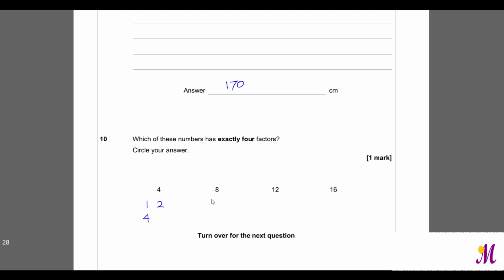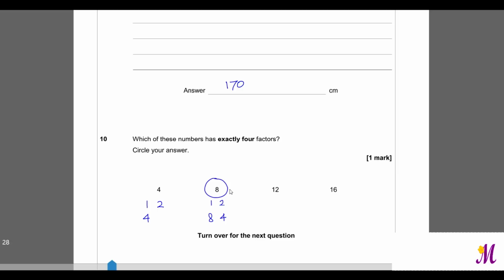Now what about 8? We have 1 and 8. They're obviously factors of 8. And then we have 2 and 4. 2 times 4 makes 8, so they are obviously also factors. And that's all. Number 8 has exactly 4 factors. So we've got our answer here. It's 8. You can carry on with testing 12 and 16, but I think it's not necessary because we've got the answer here. It's number 8.